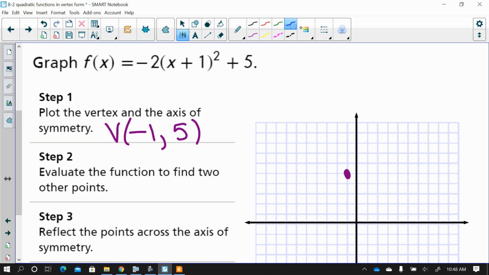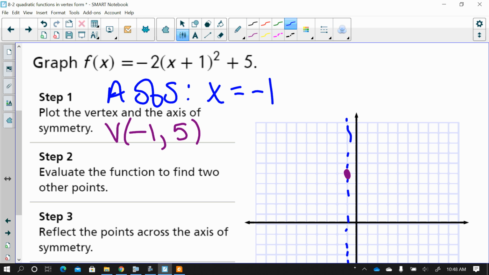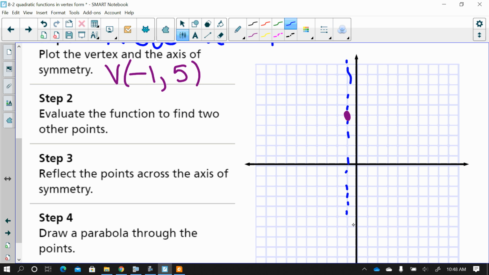Using this, we also know our axis of symmetry. The axis of symmetry is x = h. Well, our h value is just -1. I always dot my axis of symmetry in there because I know I have to reflect it. So this is the axis of symmetry, just a vertical line.